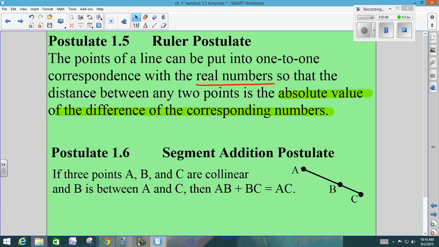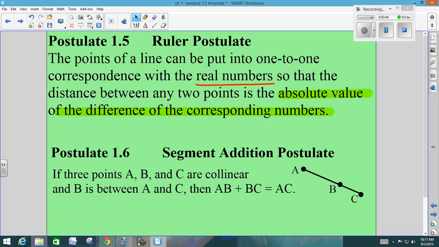Okay. DK. We want to find the length of DK, or the distance between the 2 points. It says take the absolute value of the difference. What math operation goes with the word difference? Subtraction. Good. Of the numbers that correspond with the endpoints. Well, what number corresponds with D? And how about with K? 5. So the difference of -2 and 5 is what? -7. Good. And the absolute value of -7 is 7. So the distance between D and K is 7.